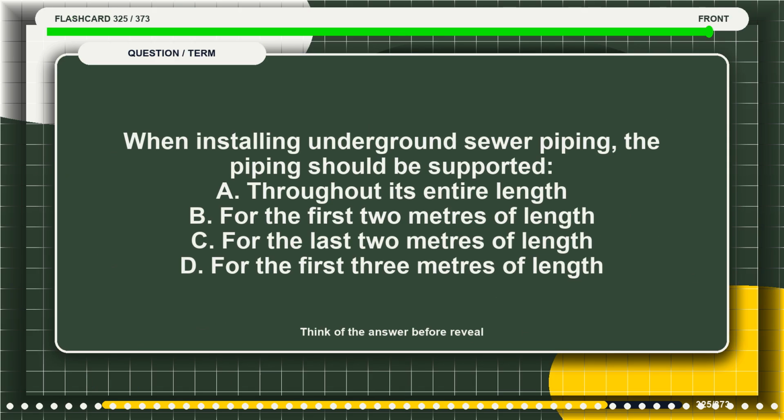Flashcard 325. When installing underground sewer piping, the piping should be supported A. Throughout its entire length. B. For the first 2 meters of length. C. For the last 2 meters of length. D. For the first 3 meters of length. Think of the answer before the reveal.